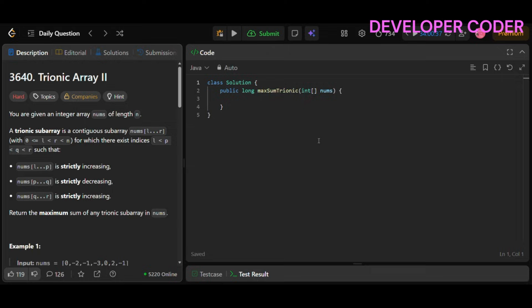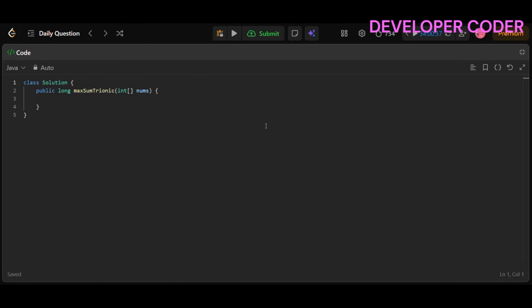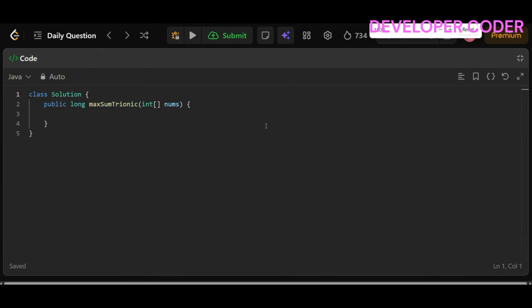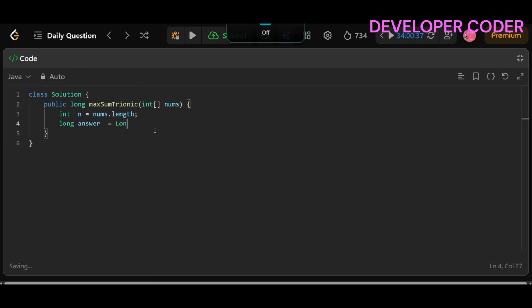Same story, whatever I explained, I'm going to do the same thing. But understand this code also, how I'm going to write it, and I will also explain side by side what is happening. So here int n is equal to nums.length. This part is clear. Then the answer, in long, we have to return. So here we need to return the max value, so I'm taking the min initially, min_value.